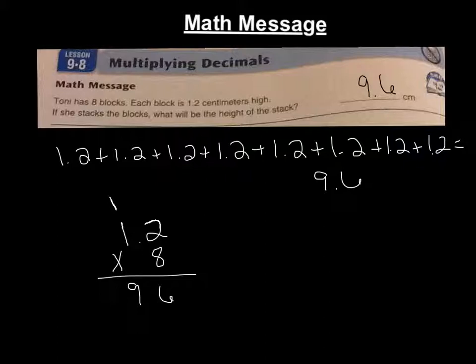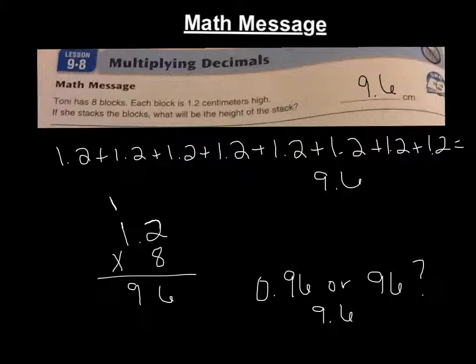Others of you might have tried to multiply 1.2 times 8. If you multiplied for this problem, how did you figure out where the decimal place went? How did you know that the answer was not 0.96 or 96? How did you know it was 9.6 centimeters?